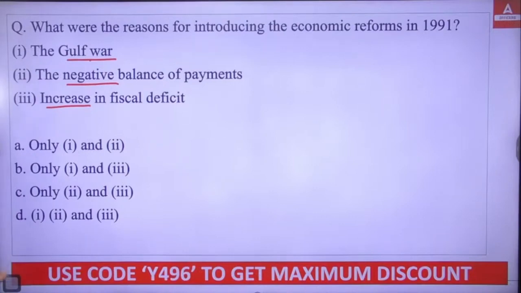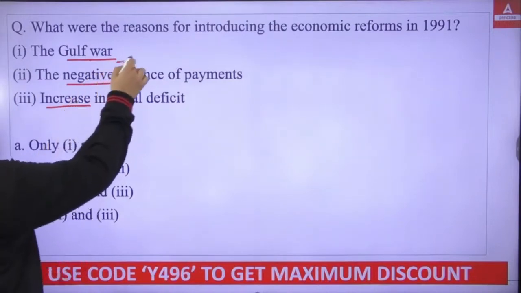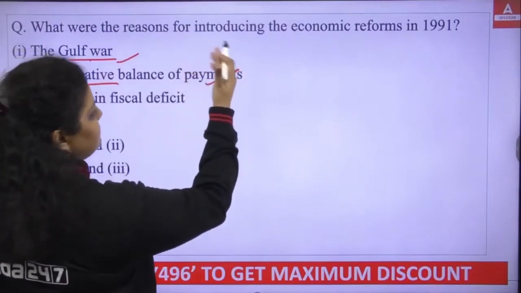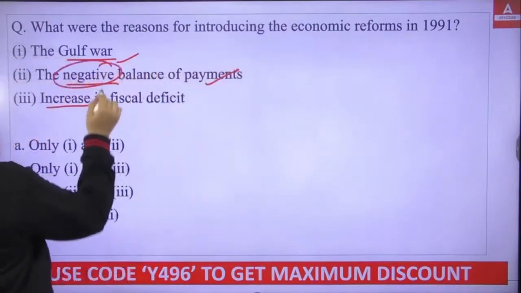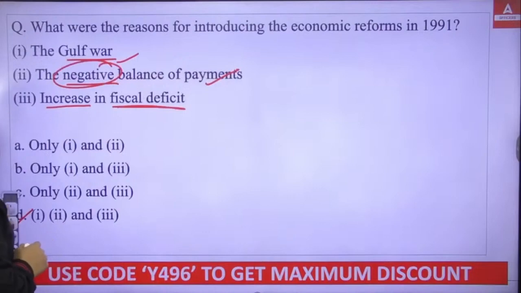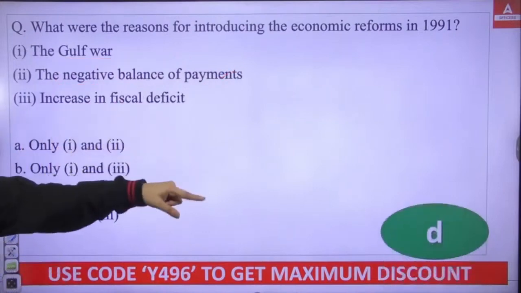And it's very obvious the right answer will be D. The Gulf War happened and the balance of payment was in a crisis situation. It means it was negative and the fiscal deficit was continuously increasing. So the right answer will be your D option.